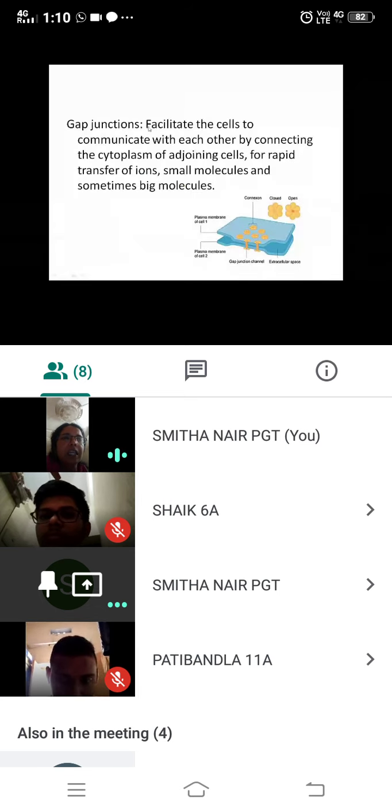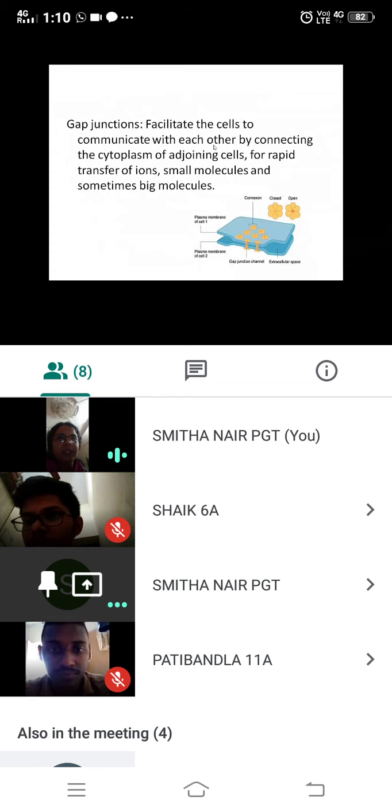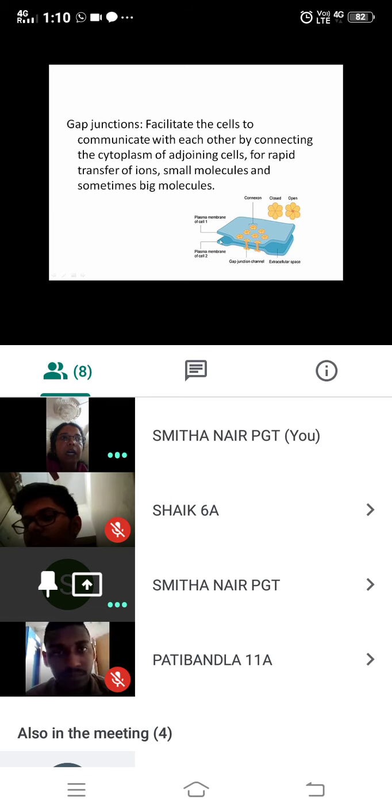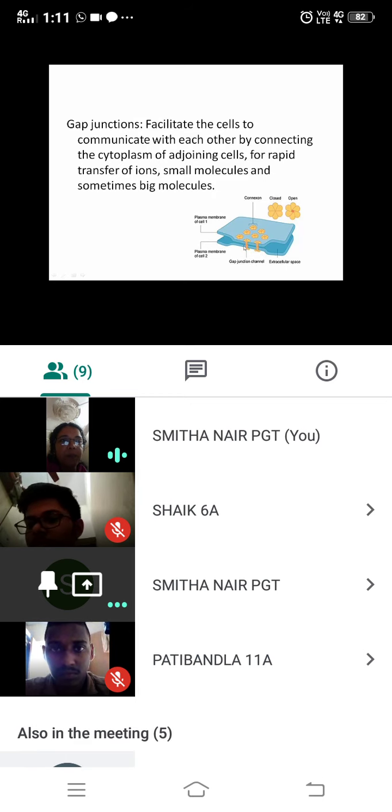Then gap junctions. What are gap junctions? They facilitate the cells to communicate with each other. So there would be some gap here. In tight junction there is no gap, in gap junctions there is a gap. They help the cells communicate with adjoining cells by connecting the cytoplasm of adjoining cells for rapid transfer of ions, small molecules, and sometimes big molecules. Between two cells there can be a gap junction. You can see here, this is one cell and this is the other cell. There is a gap here, and through this gap the movement of ions can take place.